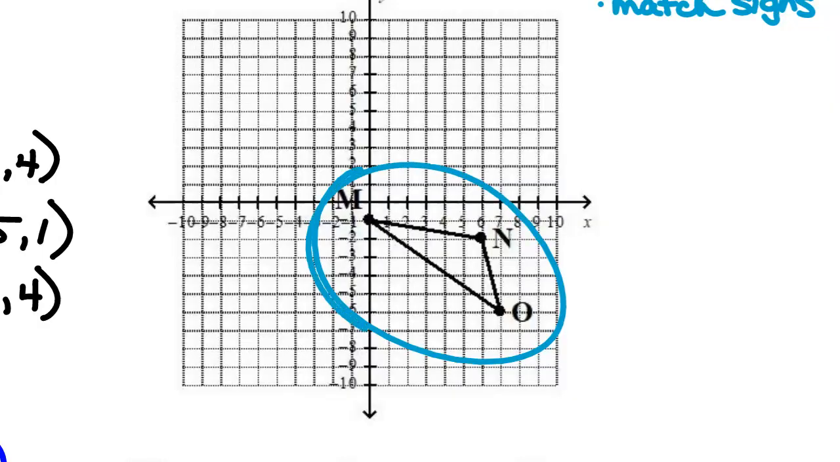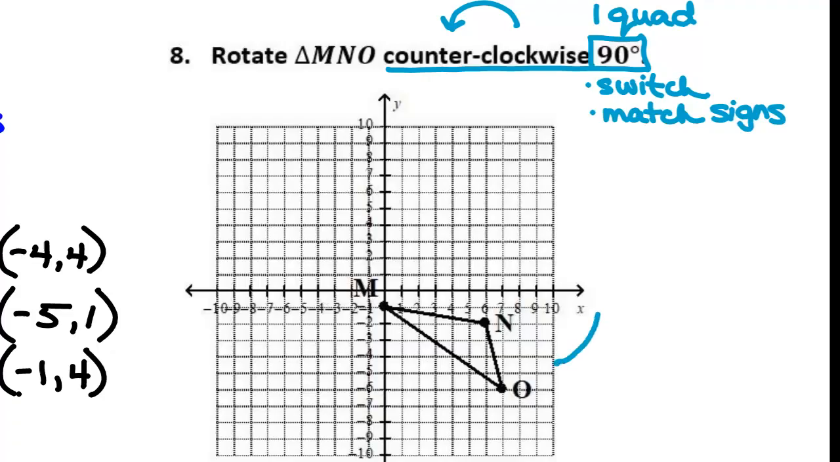So right now we are down here in quadrant number 4. We're going to go counterclockwise 90 degrees, which is going to put me back in this quadrant back here. Are the X's or the Y's positive or negative?